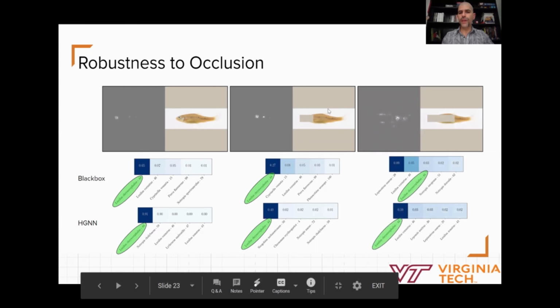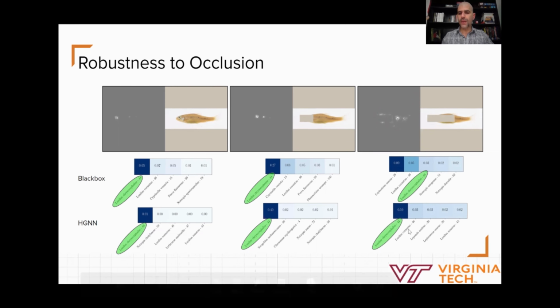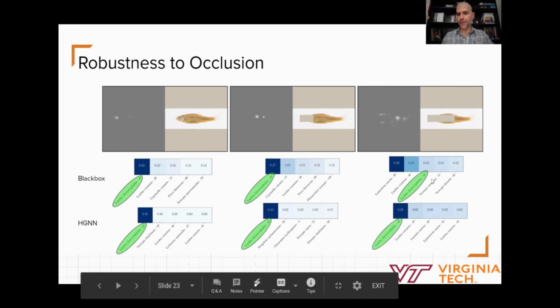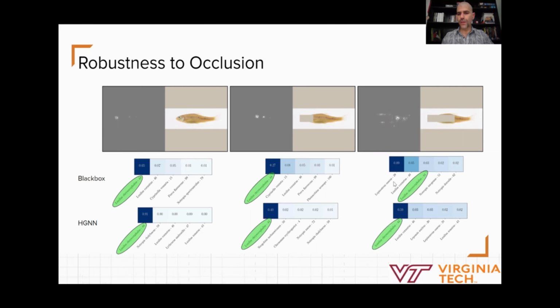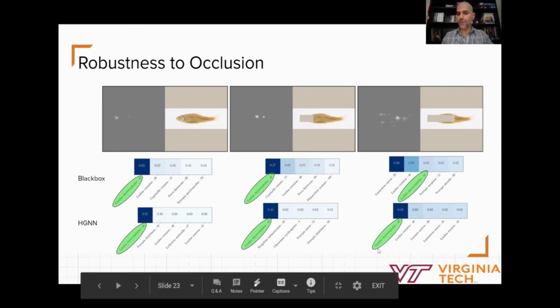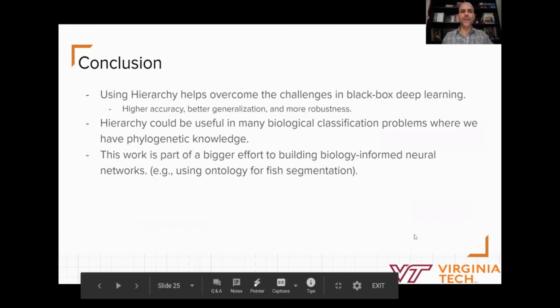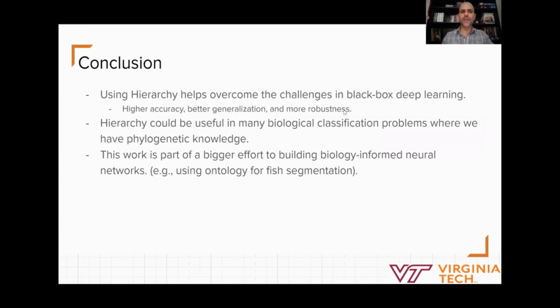And then if we cover more parts, we can see that the black box is completely clueless. It doesn't classify it correctly, and not even within the right genus, which is the prefix here. Whereas HGNN still classifies this correctly, and even its second guess is still within the right genus. So we have shown that using the hierarchy has an advantage in more resiliency, better accuracy, and better generalization.